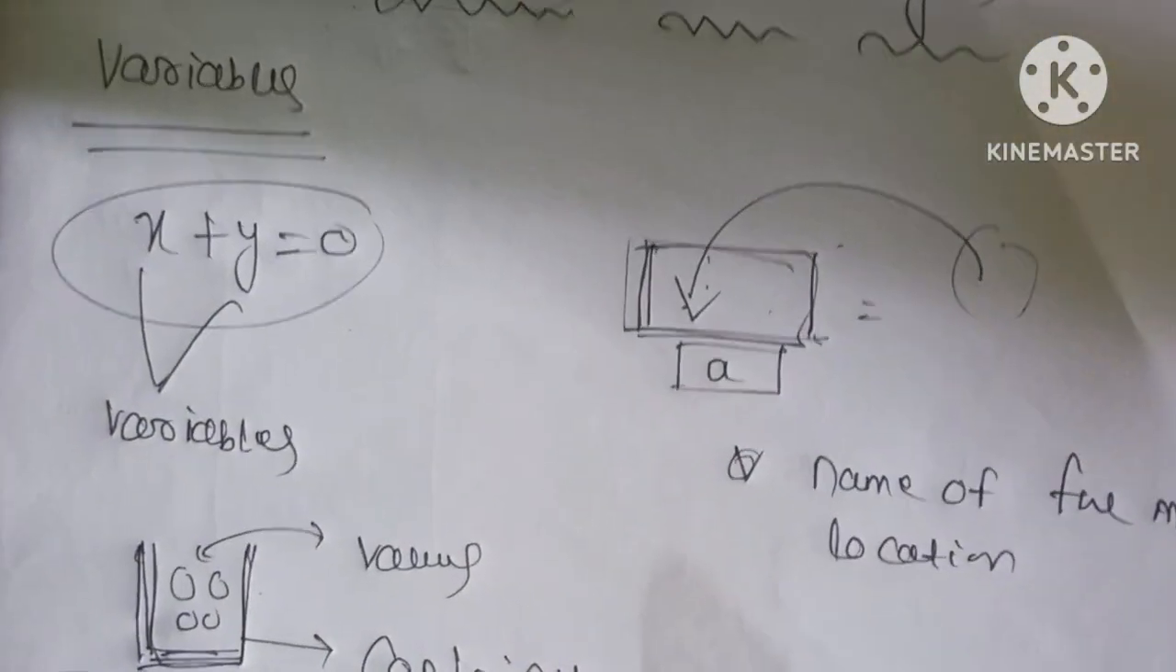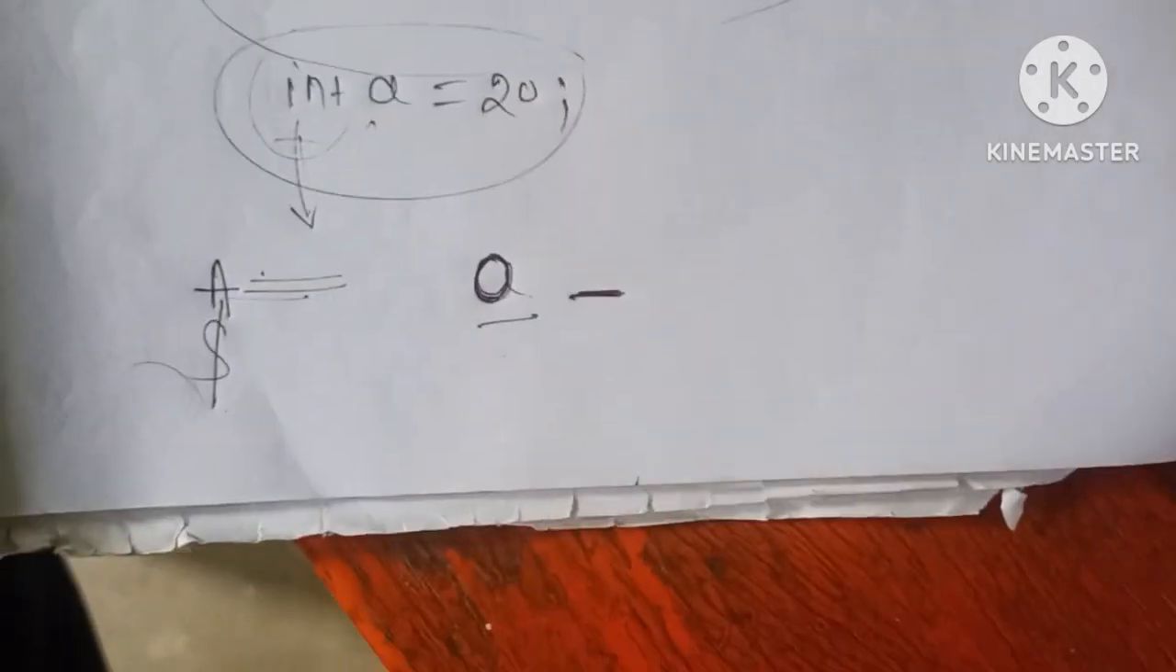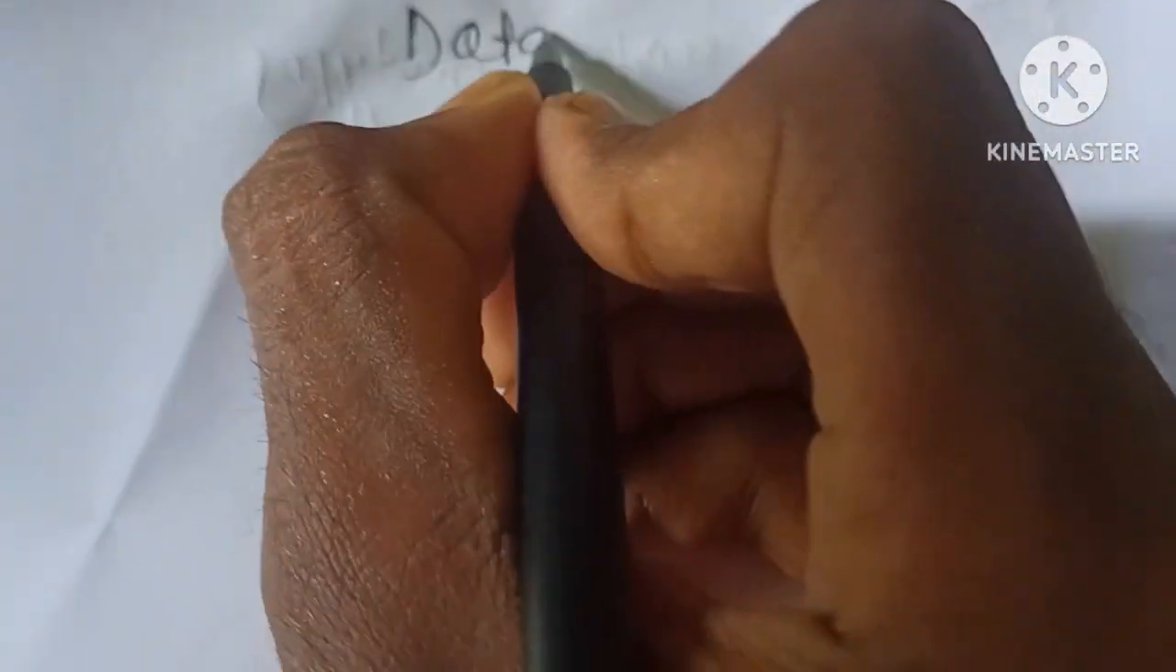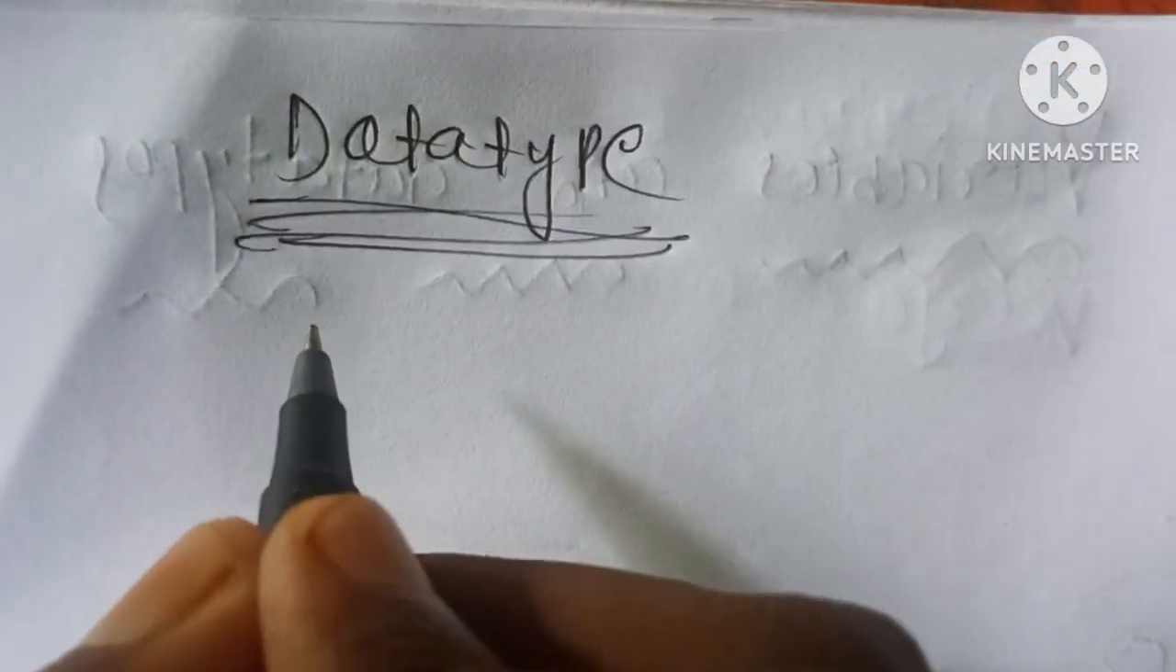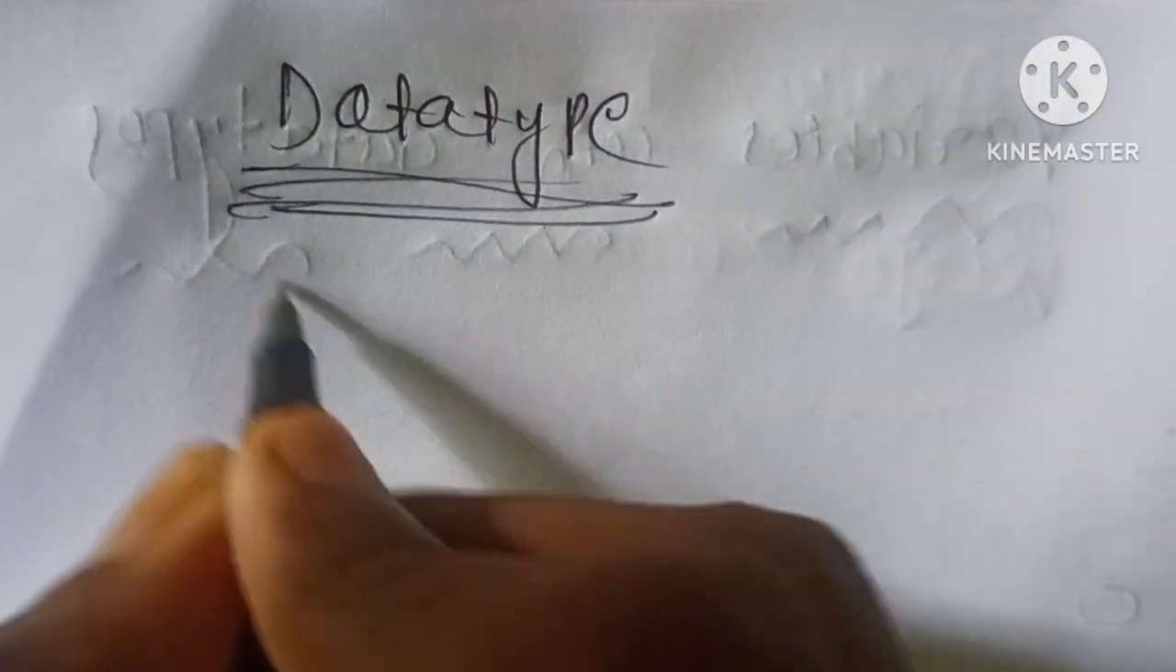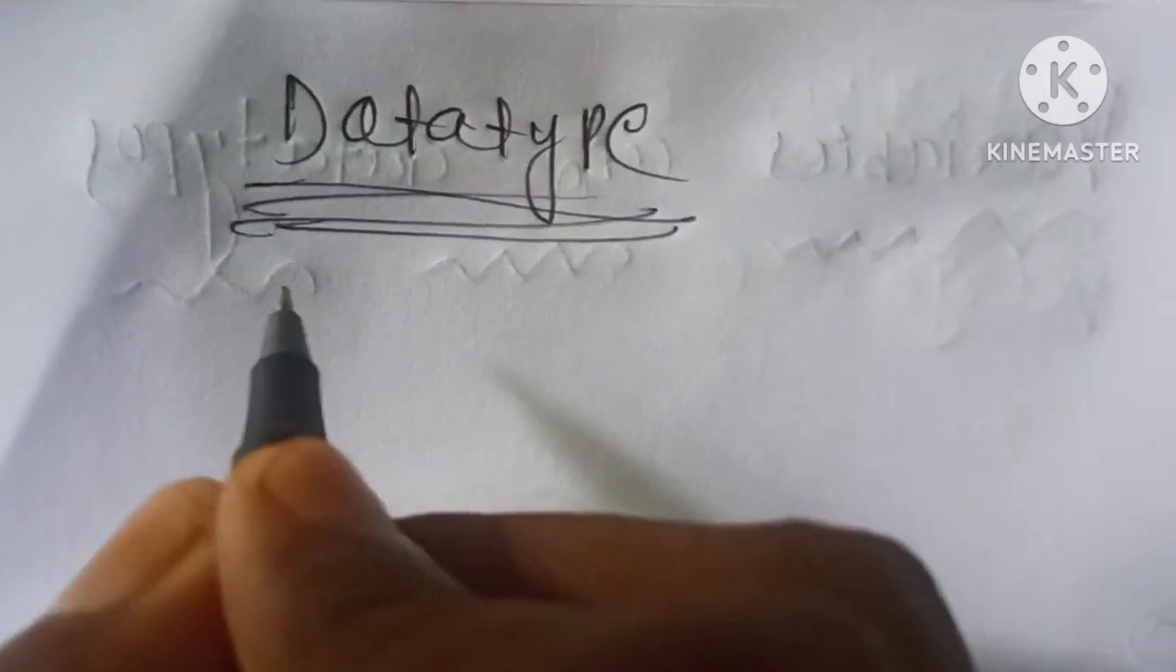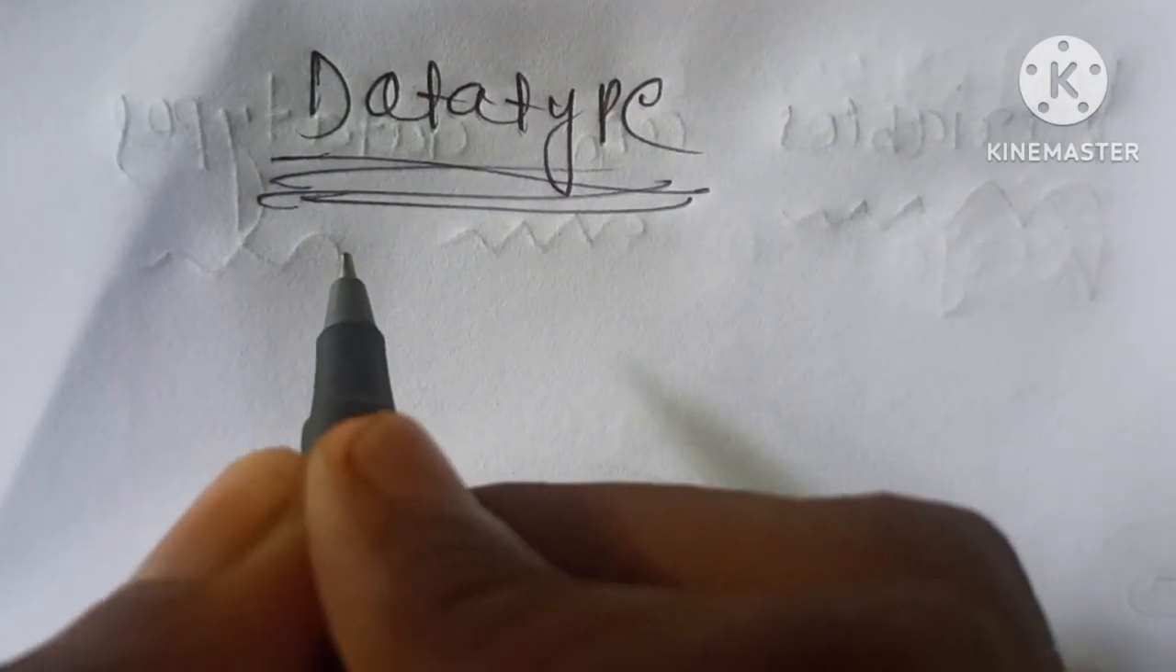Then this is our full concept of data type and variable. I hope you are understanding this concept. So now come to our further topic, that is data type. So what is data type? Okay, what do we mean by data type? Data type is nothing but a characteristic of how we can declare data.